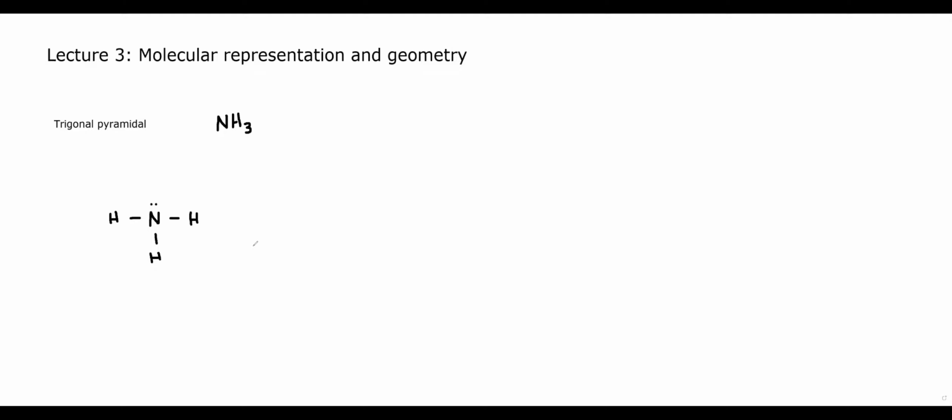So let's note here. First, how many bonds does nitrogen have? It has 3. How many lone pairs? It has 1. So we still have 4 things connected to this atom, just like we had in the last case. The only difference here is that now we have this lone pair. Okay, so how do we go about working with that?